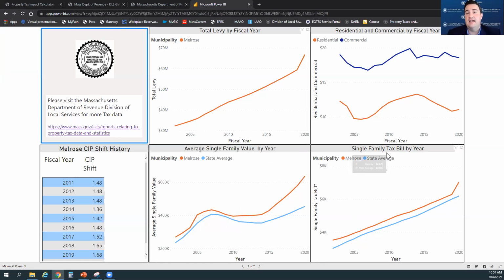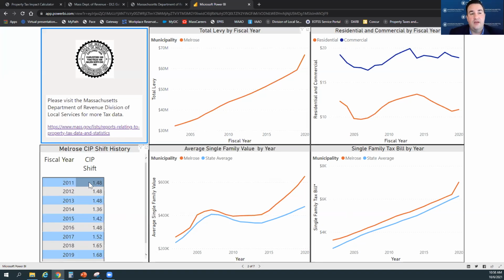And then the last block over on the right-hand side is the single-family tax bill. Again, at the bottom is the state average, and you can see the lines are parallel. And then this last year, 2019 to 20, there was an increase from an override. So for the most part, the increases from Prop 2.5 go along with the state. This information can all be gathered from DARB and from those websites that I showed you.